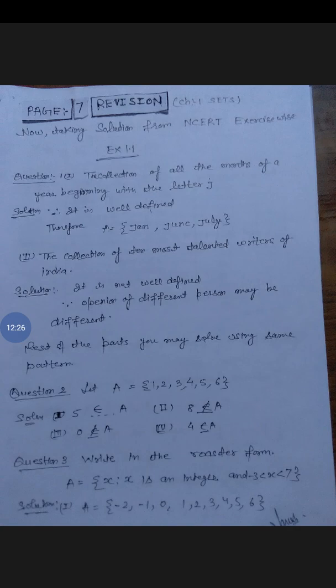Question 3: write in roster form A is equal to x such that x is an integer and x is less than 7 and x is greater than minus 3. A set builder form is given and you have to write it in roster form. So A is equal to minus 2, minus 1, 0, 1, 2, 3, 4, 5, 6. This is the solution of question number 3.